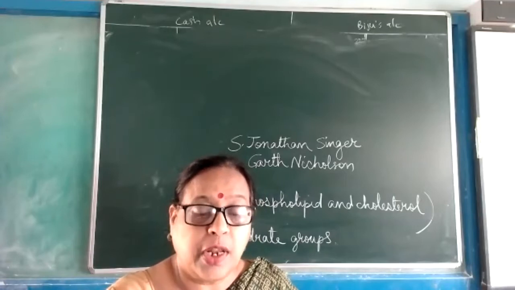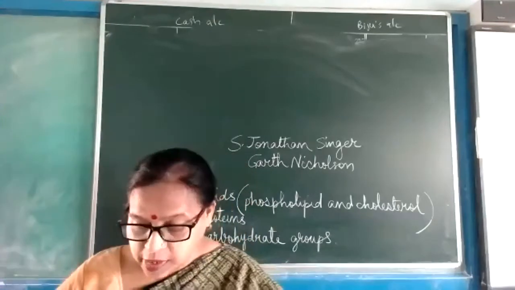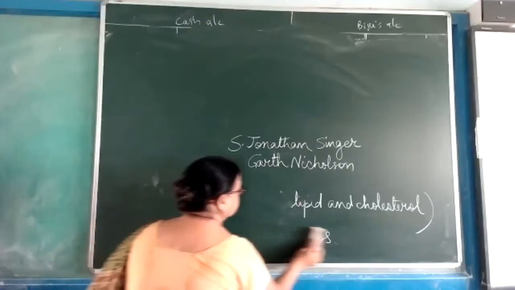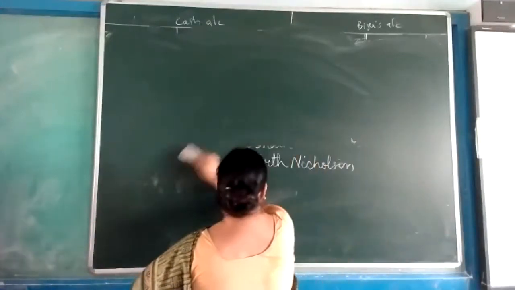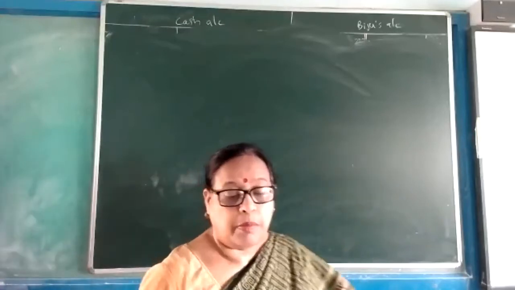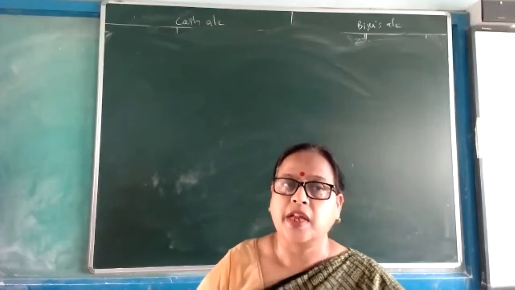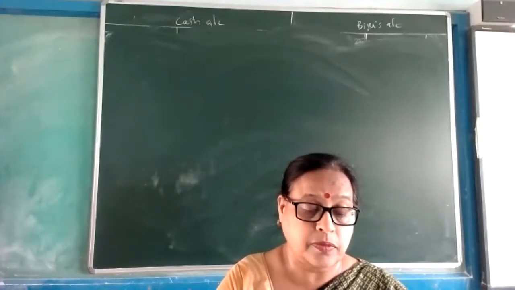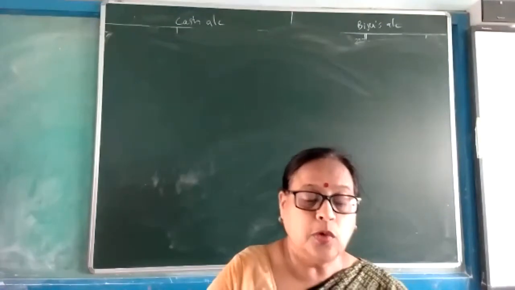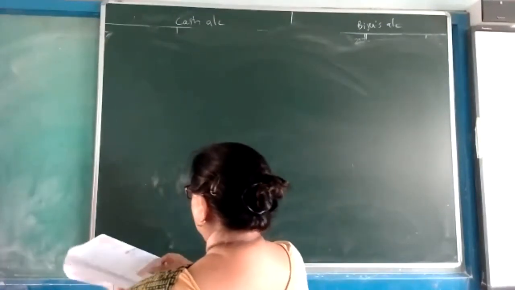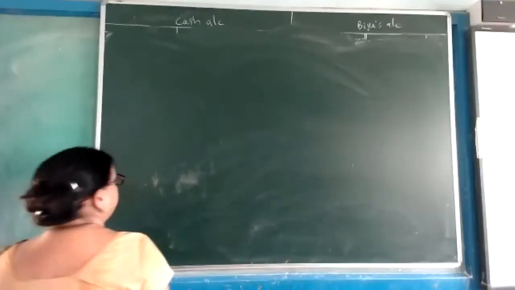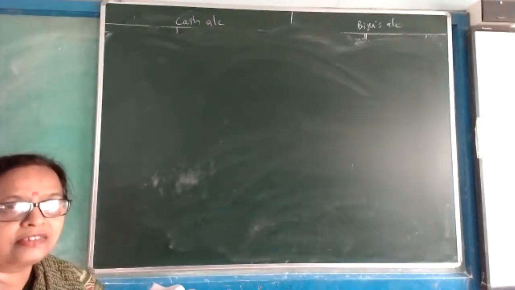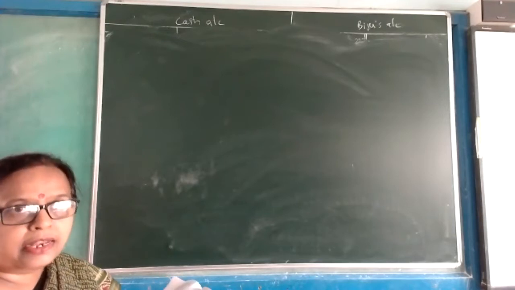Next point, a phospholipid is a lipid made of glycerol, two fatty acid tails, and a phosphate linked head.